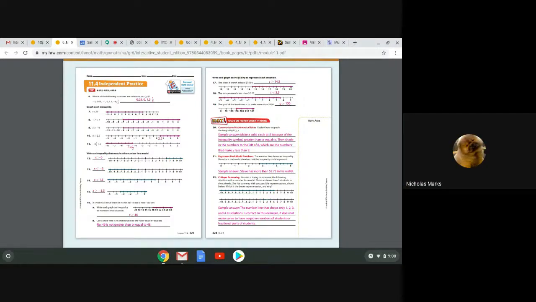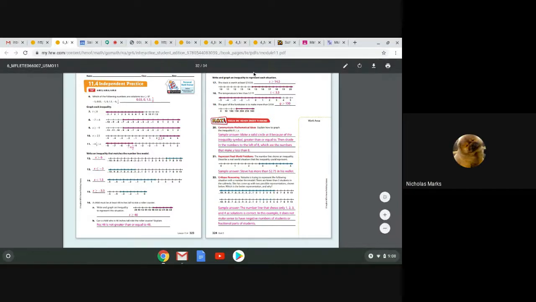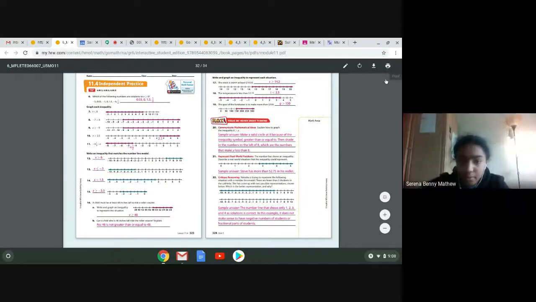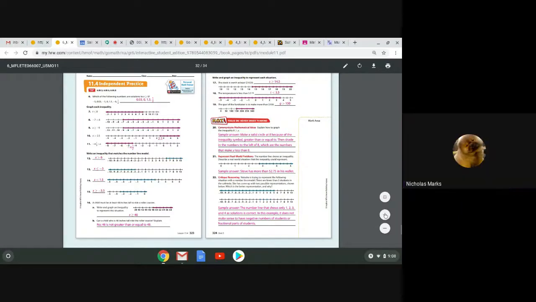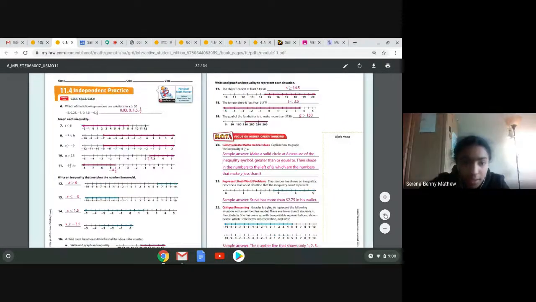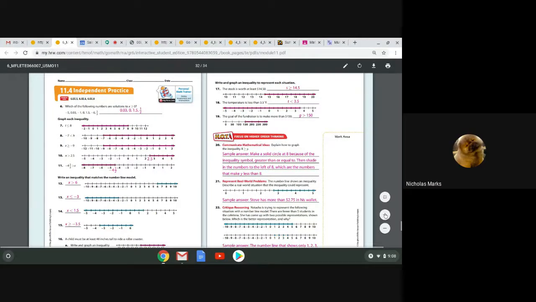Could you get the page closer, because I can barely see it over here? Maybe I can make it bigger. I can't make it closer, I don't think. Here's the plus sign. Is that working? Yes, that's working. Yeah, that's good right there.